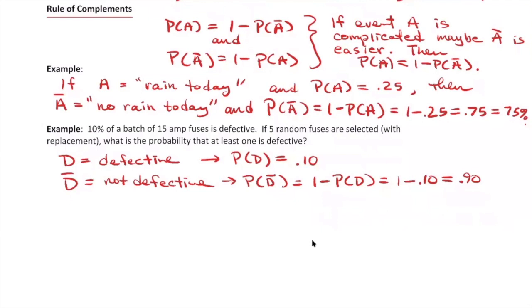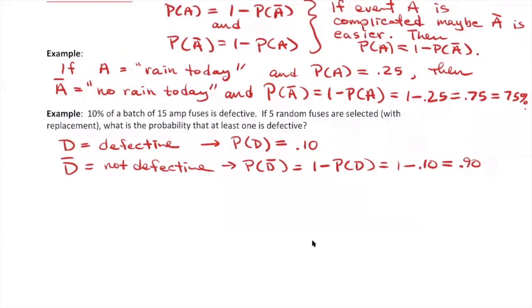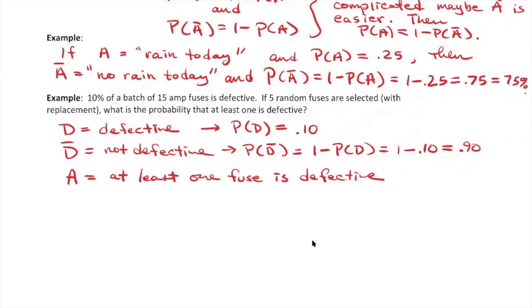And A is hard. So this one, I would say, if you look at the event we're asked about here, it says the probability that at least one fuse is defective out of 5. So A is going to be the event at least one fuse is defective. Okay. And I would say that's complicated. Okay, so if an event's complicated, think about the opposite.